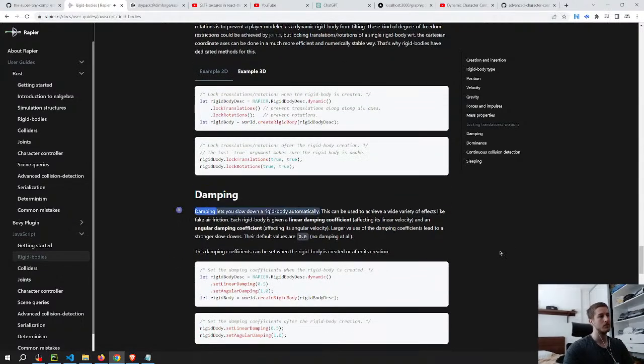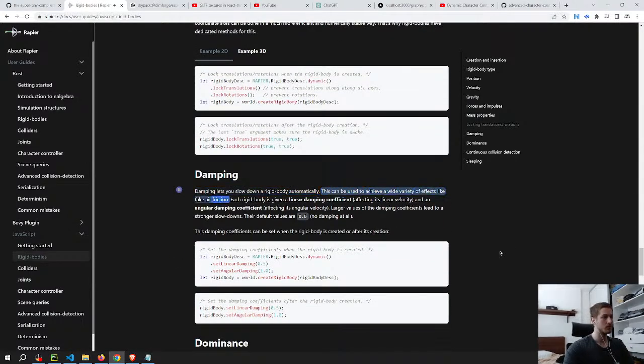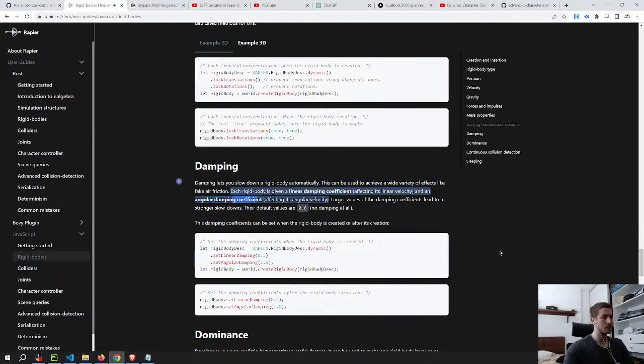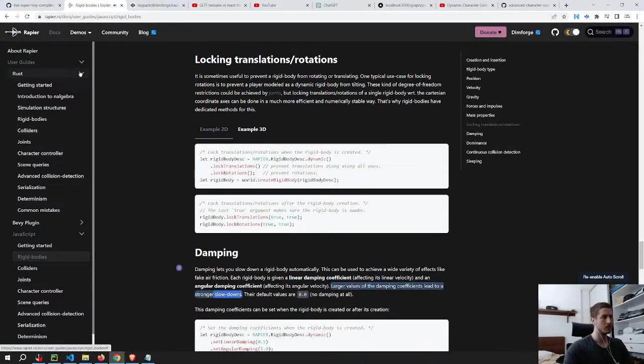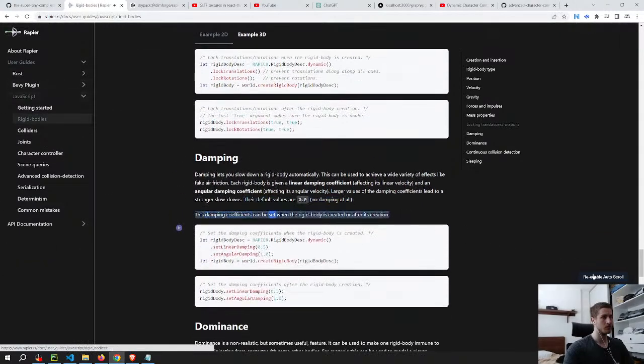Damping. Damping lets you slow down a rigid body automatically. This can be used to achieve a wide variety of effects like fake air friction. Each rigid body is given a linear damping coefficient, affecting its linear velocity, and an angular damping coefficient, affecting its angular velocity. Larger values of the damping coefficients lead to stronger slowdowns. Their default values are 0.0, no damping at all. This damping coefficient can be set when the rigid body is created or after creation.